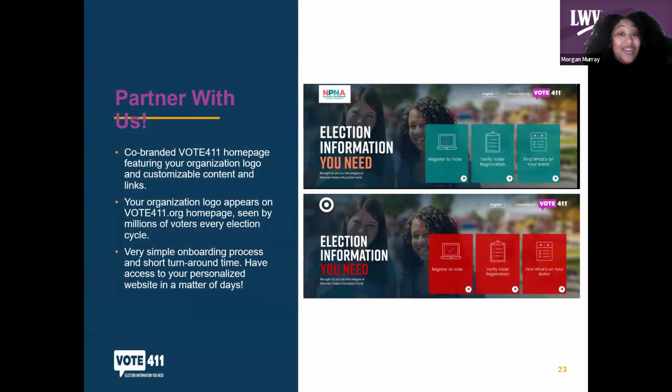And so we offer the invitation to partner with us. We offer co-branded white label pages to help your communities get the information that they need. So just get in contact with us if that is of interest to you.